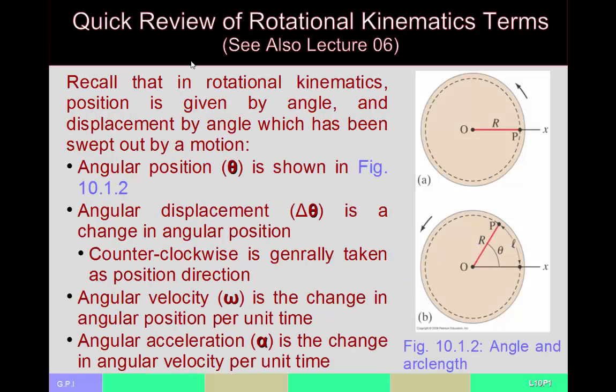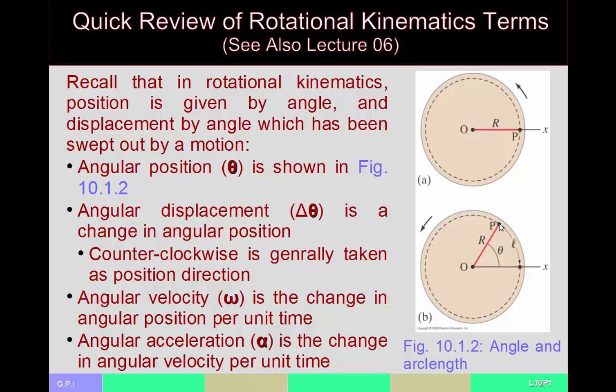Before we begin that, I wanted to do a quick review of the rotational kinematics terms. You can see lecture set number 6 for a more thorough review. Basically, you can recall that in rotational kinematics, we specify position by angle, and so usually this right here would represent the position of 0, theta equals 0, and as this wheel rotates counterclockwise, we rotate through the angle theta, and so the new position would be theta, and we've traveled through a total arc length of whatever this radius is, r times theta.